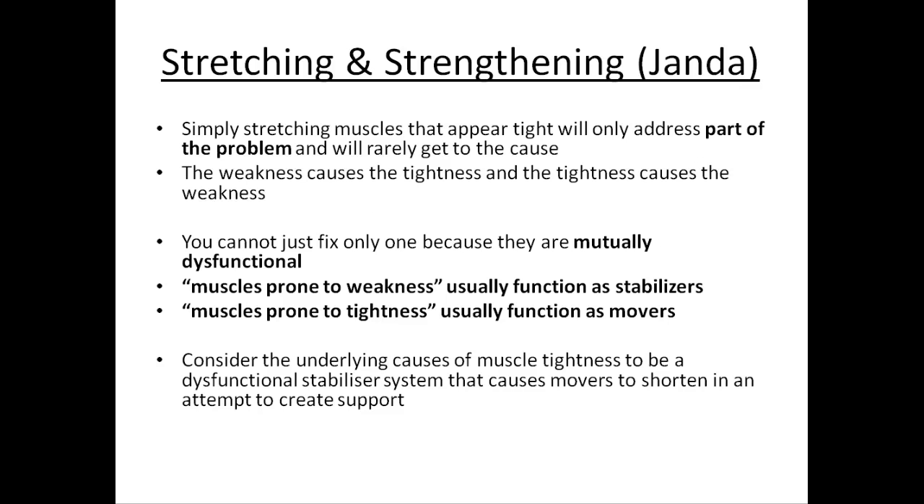So, stretching and strengthening, according to Janda. Simply stretching muscles that are tight only addresses part of the problem and rarely gets to the cause. The weakness causes the tightness and the tightness causes the weakness, so you can't fix only one because they're mutually dysfunctional. Muscles prone to weakness usually function as stabilizers. Muscles prone to tightness usually function as mobilizers. So you've got to consider that the underlying cause of muscle tightness may be a dysfunctional stabilizer that causes movers to shorten in an attempt to create support. Get your head around that.